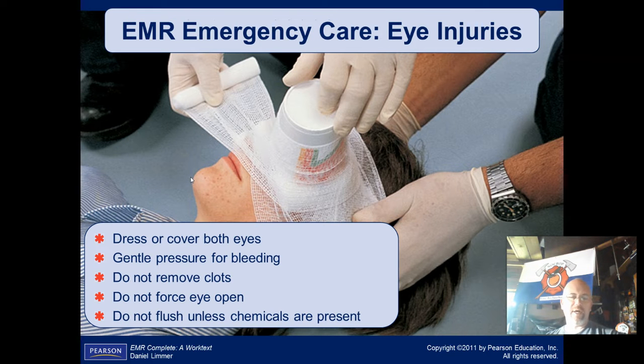Dress or cover both eyes. Gentle pressure for bleeding. Do not remove clots. Do not force the eye open, and do not flush unless chemicals are present. And so, any of these eye injuries, these are the things we want to do. And this right here, guys, is one of the best ways that we can manage an impaled object of the eye. That object can be protected underneath this styrofoam cup. I wish we were in class because this is something we actually do in class together just to practice the procedure.